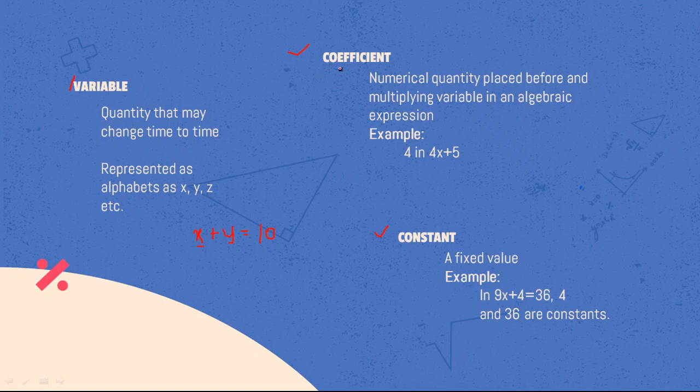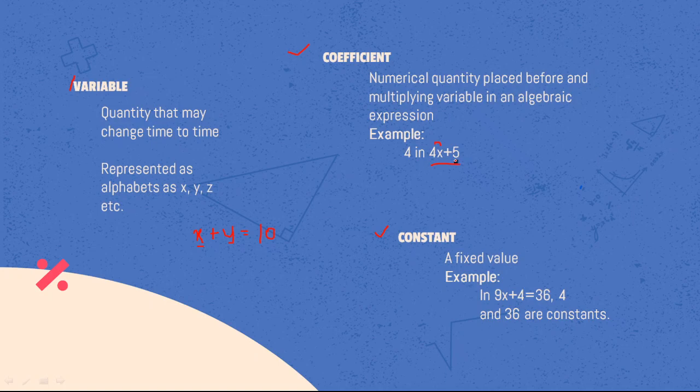The next concept is coefficient. What is a coefficient? A numerical quantity placed before and multiplying a variable in an algebraic expression. What does that mean? Suppose this is an algebraic expression, 4x plus y, 5. Then a coefficient will be any value that is multiplied by the variable. x is the variable here and 4 is multiplied by x, and it's placed before the variable. 4 is placed before x, that's why 4 is a coefficient here.